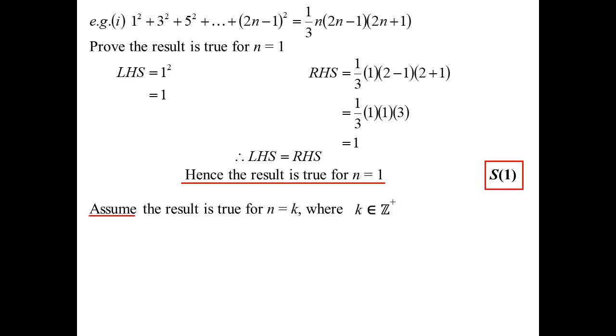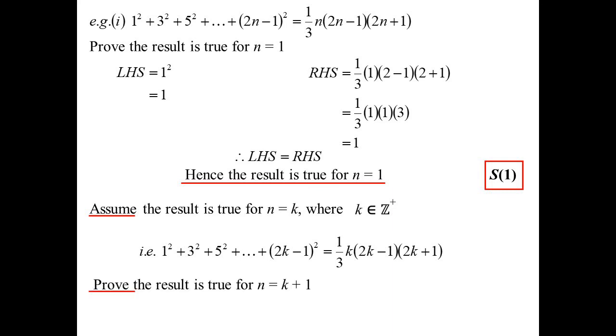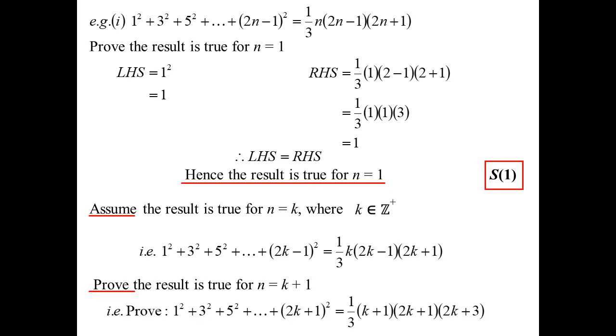Assume the result is true for n equals k, where k belongs to the positive integers. But write down your assumption. Again, don't be lazy. Essentially, you're writing down exactly the same thing, but instead of writing n, I'm writing k. But put it there, that's part of your proof. Prove the result is true for n equals k plus 1. Again, write down what you're trying to prove. Because someone's reading your proof. How do they know that you've proven it if you haven't told them what you're trying to prove? So you need to have that there. So that's what I'm trying to prove.